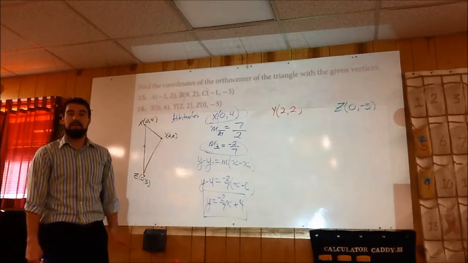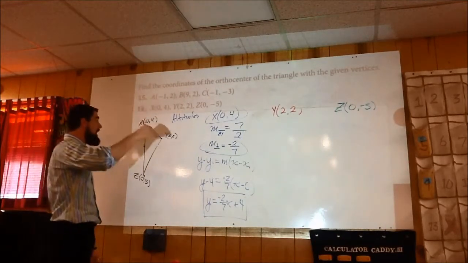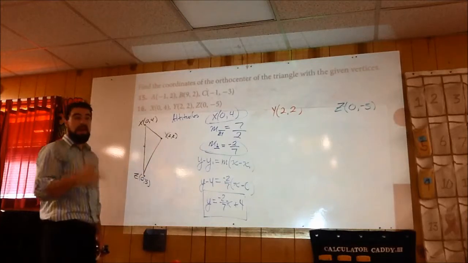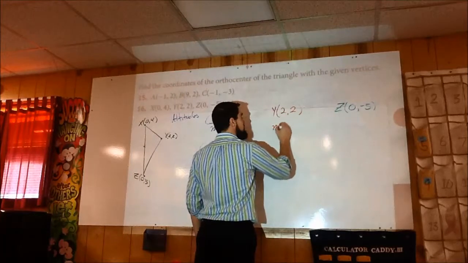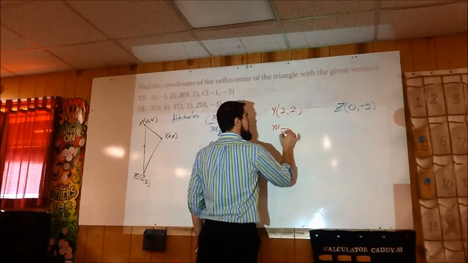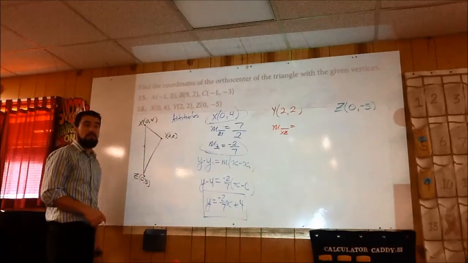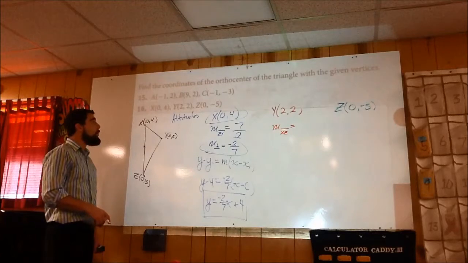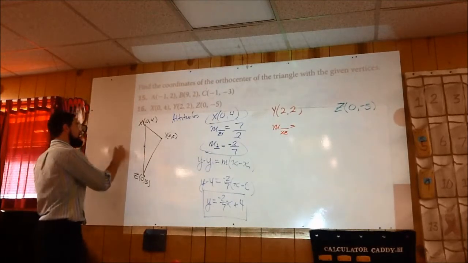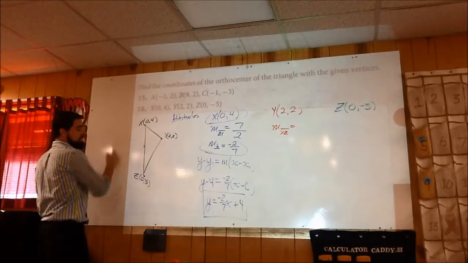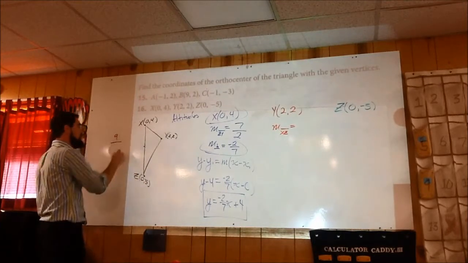Any questions about this first altitude? Let's go to the second one. The second one is starting at Y, and it's going to the opposite side, and it's got to be perpendicular to it. So we need to find the slope of the side that is opposite it. The side that's opposite is segment XZ. What is my rise? If I start at Z and go to X, what's my rise? Starts at -5, goes to 4. 9. What's my run? Starts at 0, ends at 0.